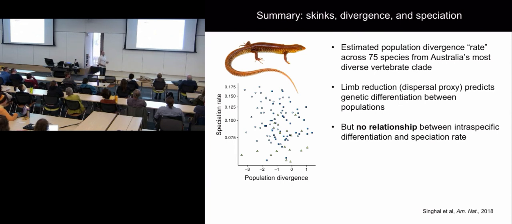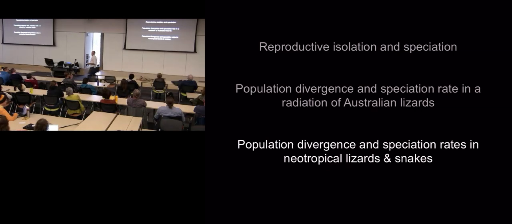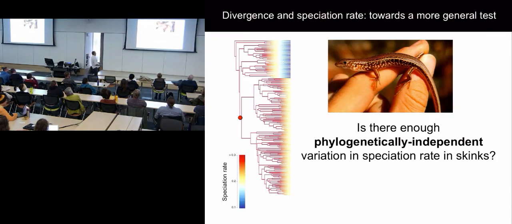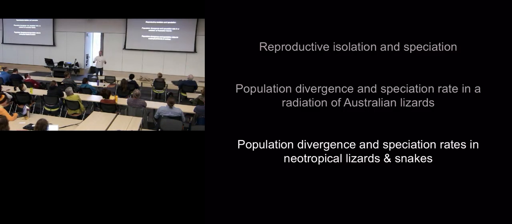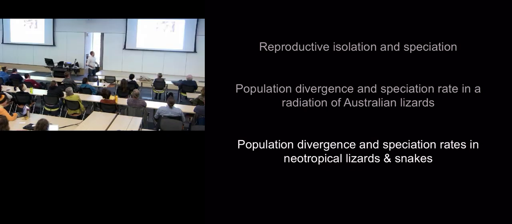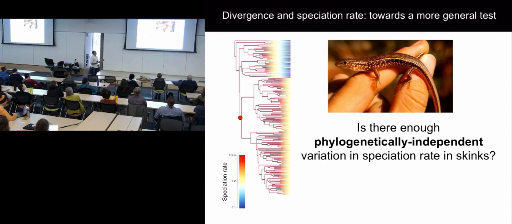So this brings me to my final section of the talk, which is the relationship between population divergence and speciation rates in neotropical lizards and snakes. Why am I focusing on neotropical lizards and snakes? Well, one question you might have asked, given the last setup with those skinks, is do we have enough phylogenetically independent variation in speciation rate to even see an effect within this clade?